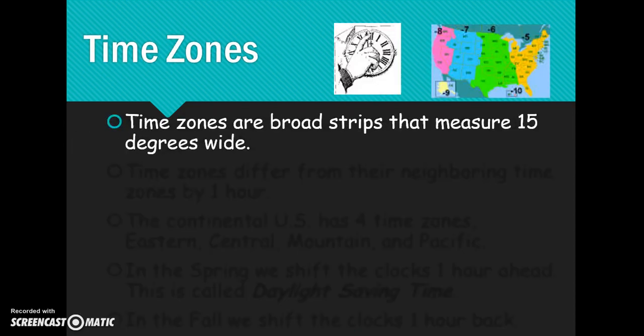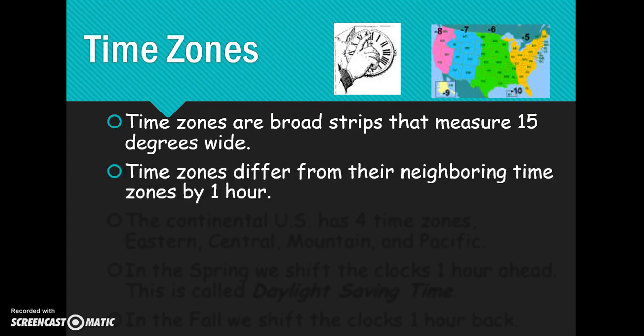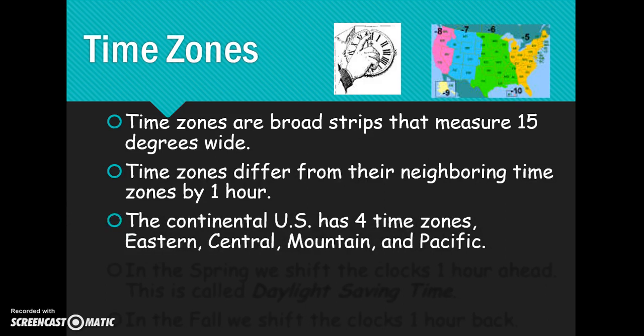Time zones. Time zones are broad strips that measure 15 degrees wide. They follow roughly lines of longitude. Time zones generally differ by 1 hour. Our contiguous United States has 4 time zones: Eastern, Central, Mountain, and Pacific. We live in the Central Time Zone.